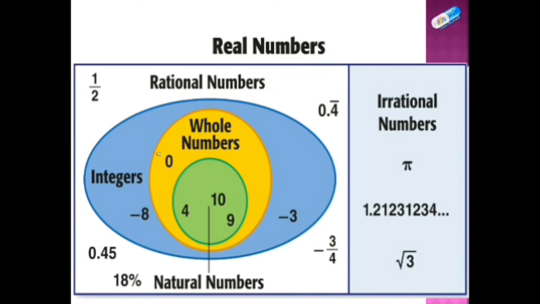Here are the rational numbers, and here are the irrational numbers, like pi, the square root of 2, square root of 3, and other square roots. These are called irrational numbers. So irrational numbers together with the rational numbers are called the real numbers.